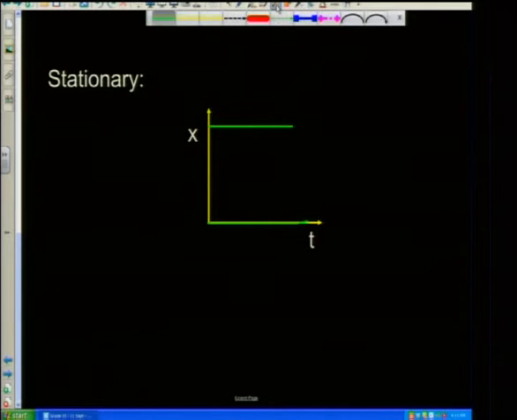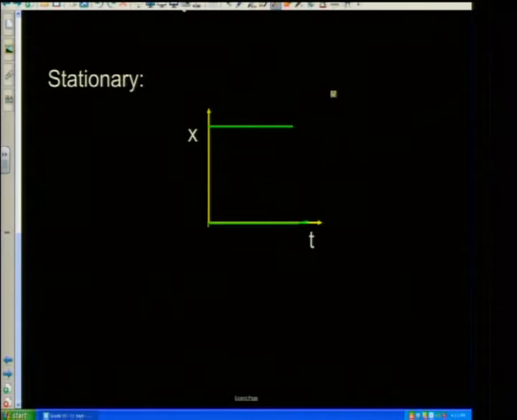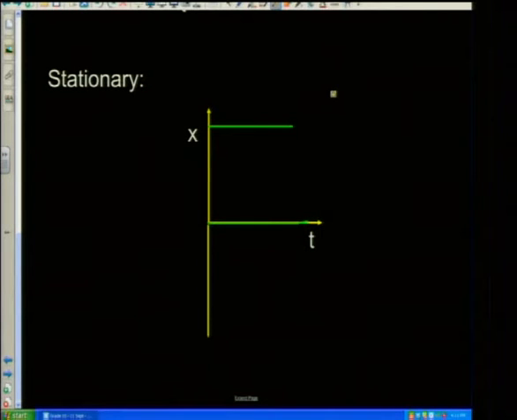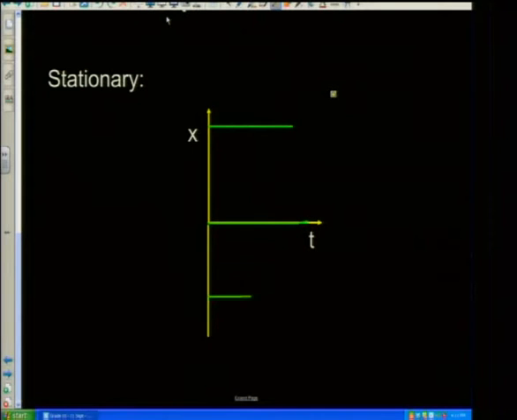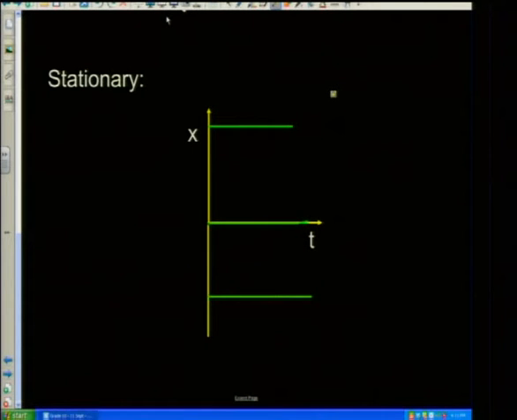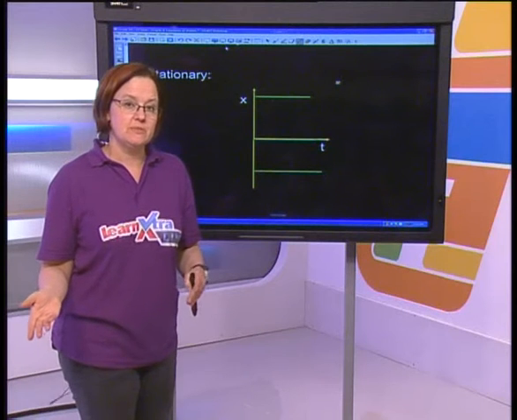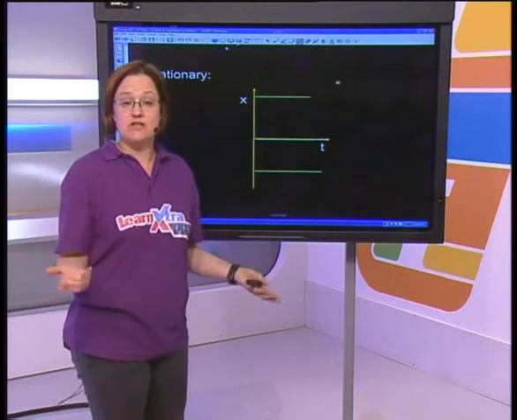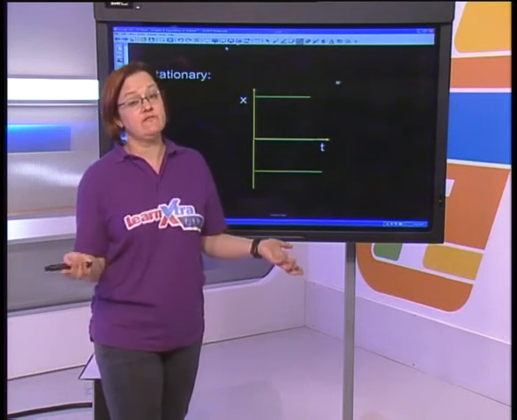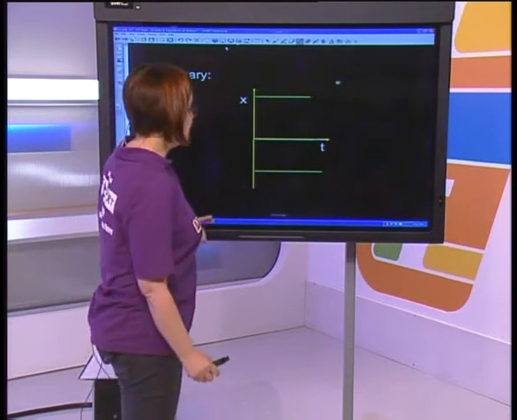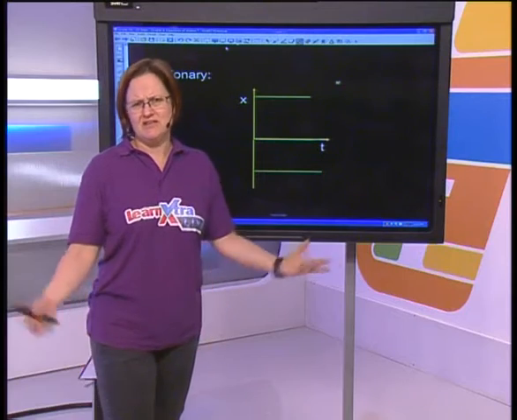Now if I extend my line, let's just make my graph go into the negative. Of course it can also be there. But it's a straight horizontal line. That tells me that no matter how much time goes past, the displacement from my original position hasn't changed. It is stationary. That also means it's got constant velocity. It's a straight line, which is great. It just happens to have a constant velocity of 0.